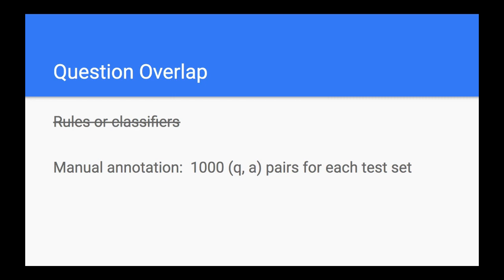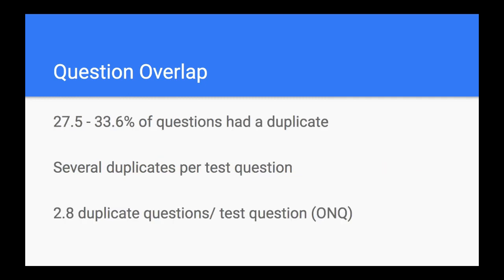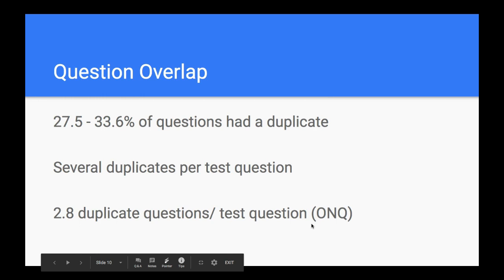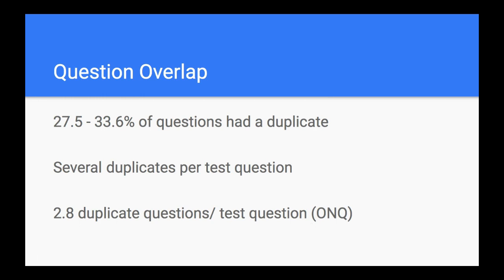Instead, they use manual annotation, simple but most effective. They annotated 1,000 question and answer pairs for each data set. And they found that around 27% to 33% of questions have a duplicate in the training data set. Also, there are many cases where one test question has multiple duplicate questions in the training data. For example, in the Open Natural Questions data set, on average one test question has 2.8 duplicate questions in the training data set.